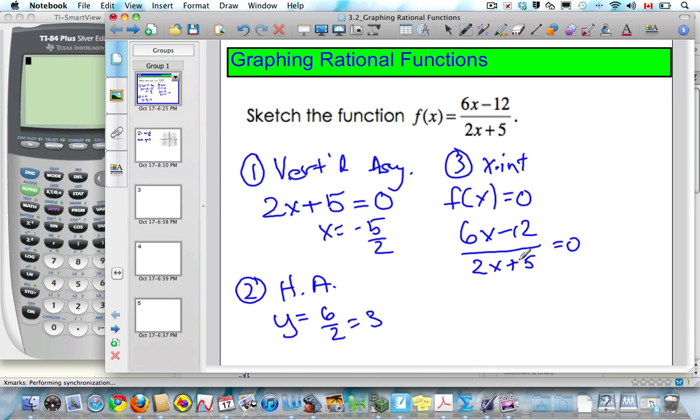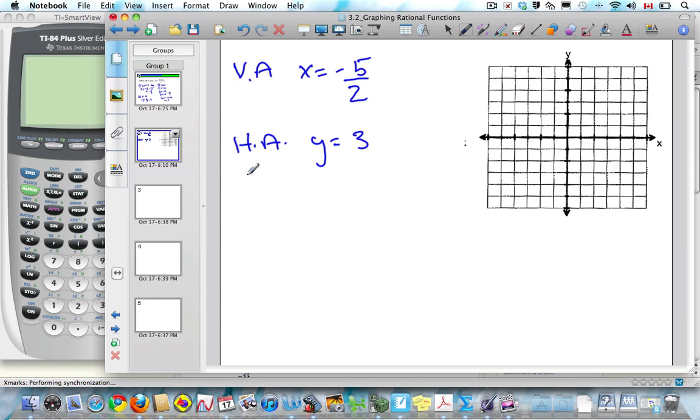Two ways you can think about this. I can cross multiply, assume there's a 1 underneath there: 2x plus 5 times 0 equals 6x minus 12 times 1. Or if I think about fractions, if I want a fraction to be 0, the top has to be 0. So 6x minus 12 equals 0, which means that x equals 2. Add the 12, divide by 6. And so I have an x-intercept at x equals 2.